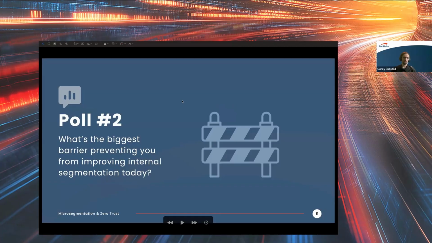So that brings us to our second poll. What's the biggest barrier preventing you from improving internal segmentation today? I'm going to say it right this time. Go ahead and pop your answer into that poll if you do not mind. All right, so real world impact.